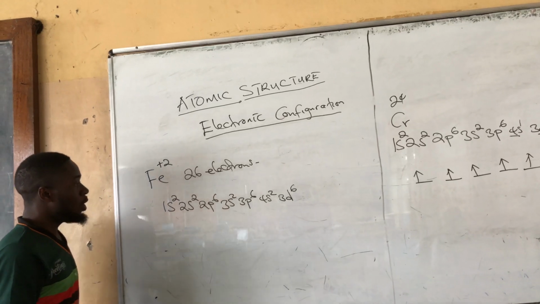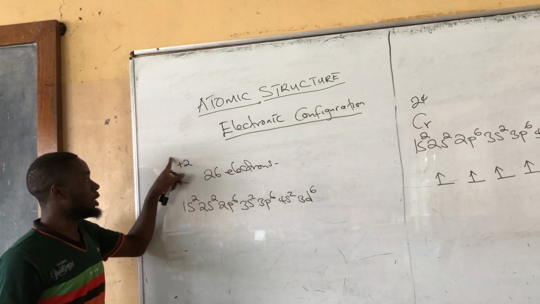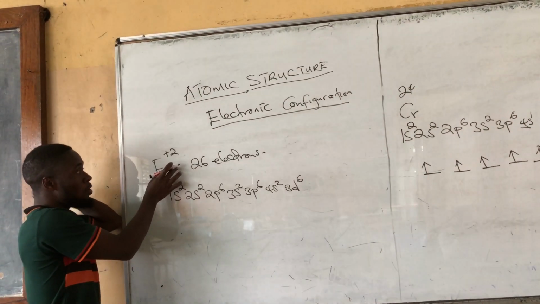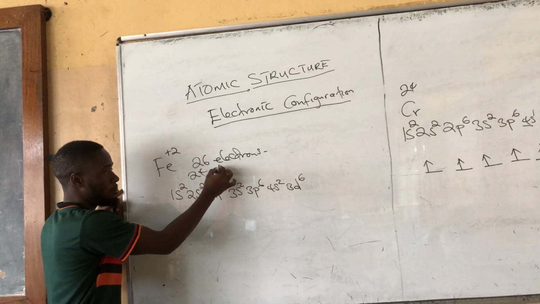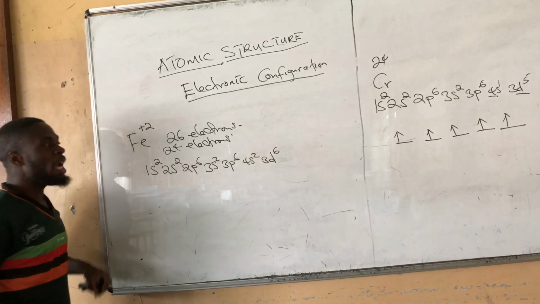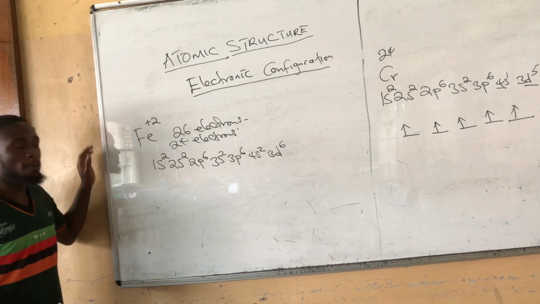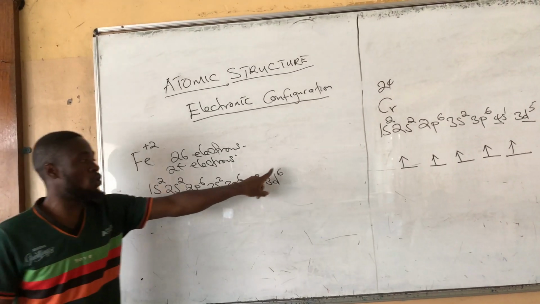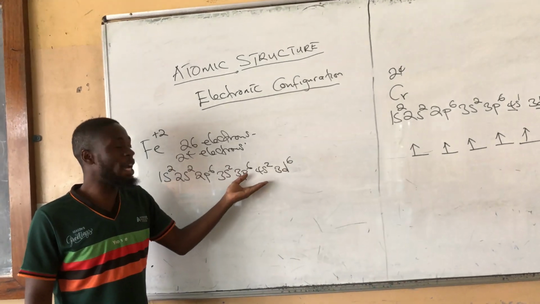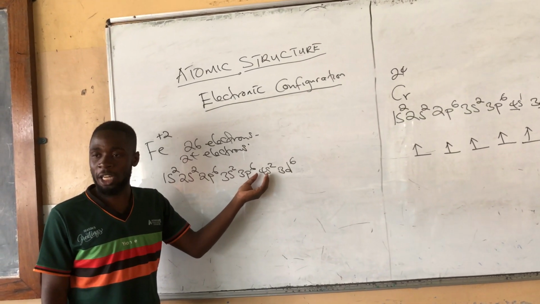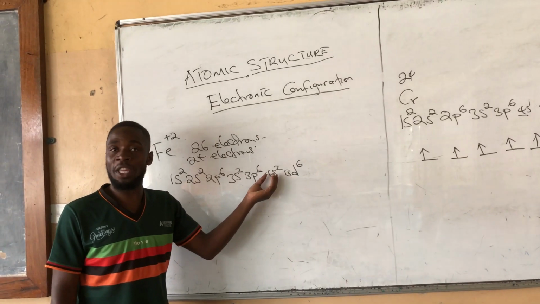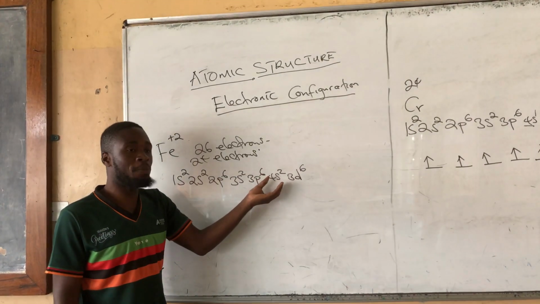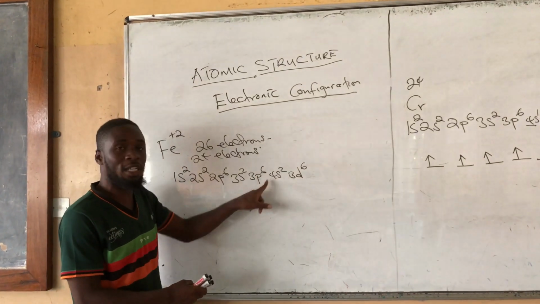26. Right. So now we are told this is iron plus 2, meaning we need to subtract 2. So the number of electrons that we need for iron plus 2 is 24 electrons. Where do you subtract those 2 electrons? You don't just go here and subtract 2 here. No. You need to subtract from the highest energy level. Which one is the highest energy level here? It's 4s. Always subtract from the highest energy level. If you subtract 2 from elsewhere, your answer won't be correct. So this one will go to 0.